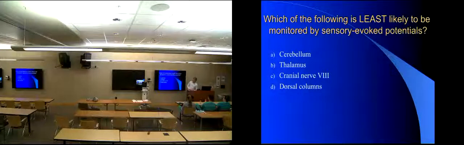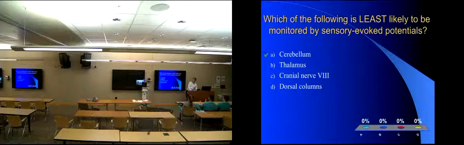Which of the following is least likely to be monitored by sensory evoked potentials? Between A and C. In terms of sensory evoked potentials, any of the pathways that have sensory information, you can get evoked potentials from, right? So the cerebellum has no sensory pathways or fibers, and so that's why that's the least likely location.